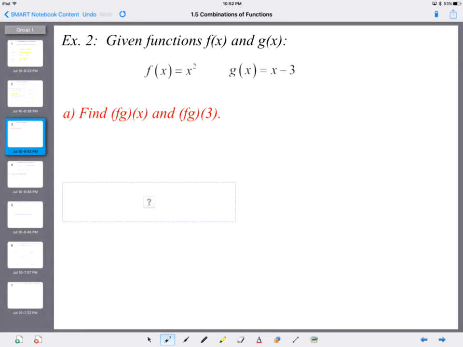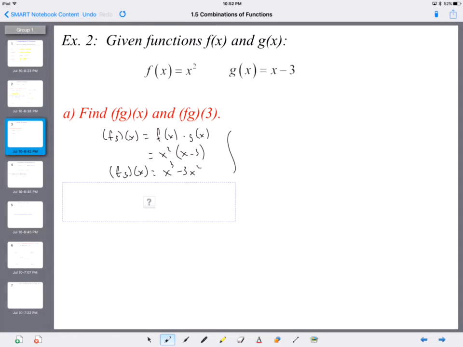Alright, so we will do f times g of x, that's equal to f of x times g of x. So we're just going to multiply those two together. So that's x squared times x minus 3. We distribute, and that'll give us x cubed minus 3x squared. And once again, that's it in terms of the multiplication. So f times g of x is equal to x cubed minus 3x squared. Nothing else you can do in terms of that.